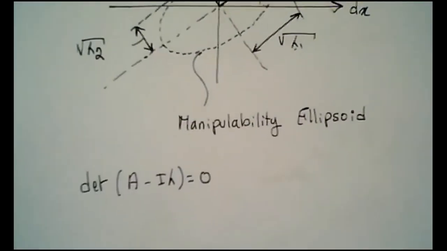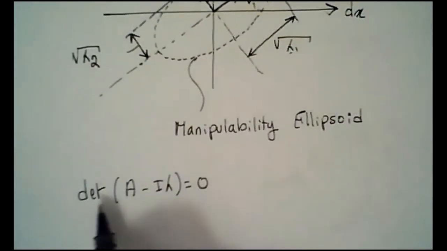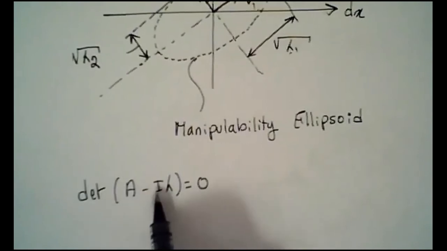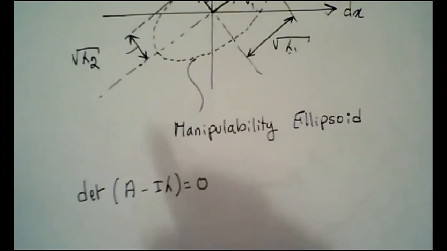And to calculate the eigenvalue, this is from your linear algebra course. You simply do the determinant of A minus lambda times the identity, and then you can solve for lambda, and then you can solve for the eigenvector. I will show you how, in this course, we're going to do it in Matlab.